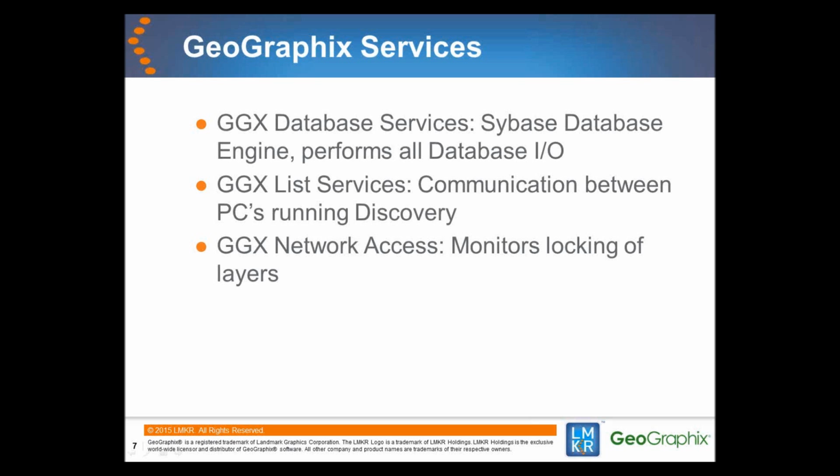And the last one is the GGX network access service. This simply manages user access to map layers. It tracks which layers are loaded in GeoAtlas and only allows one user at a time to edit a particular layer. So as I said, these 3 services running on a PC are essentially all it takes for that PC to act as a project server. And all the configuration procedures that we're about to perform are basically related back to these 3 services.